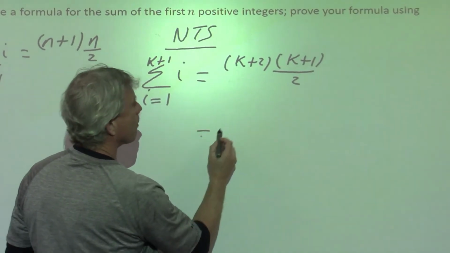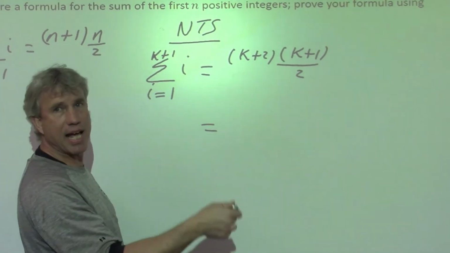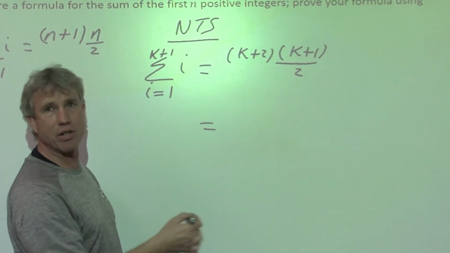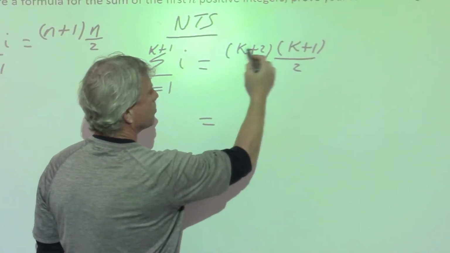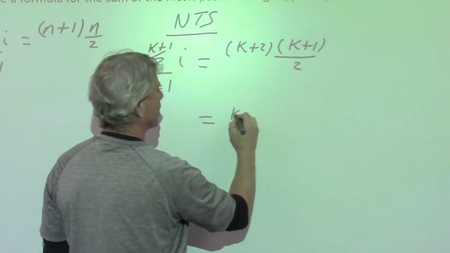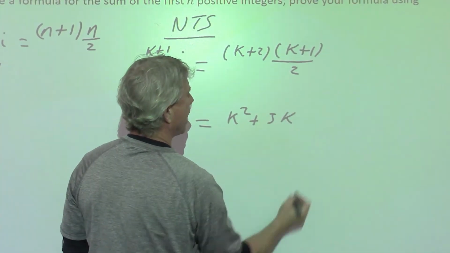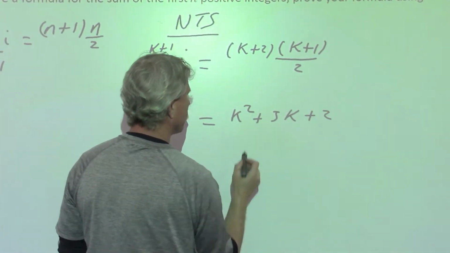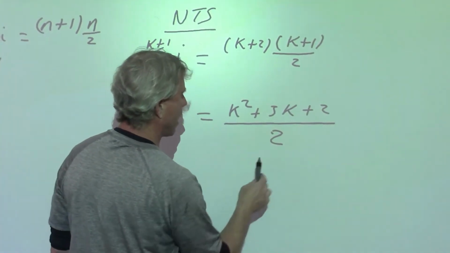And it is helpful sometimes to expand this out so that when you see it happen, you recognize that you're getting what you need to show. So if we multiply these two binomials together, we're going to get k squared plus 3k plus 2, and it will all be over the 2 in the denominator.